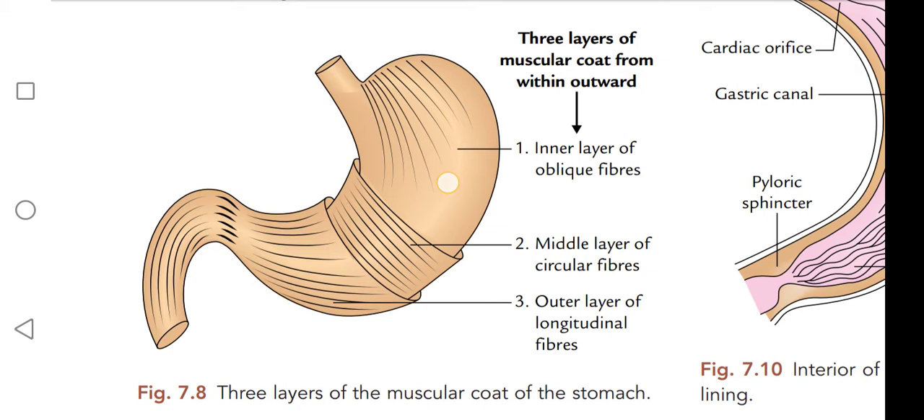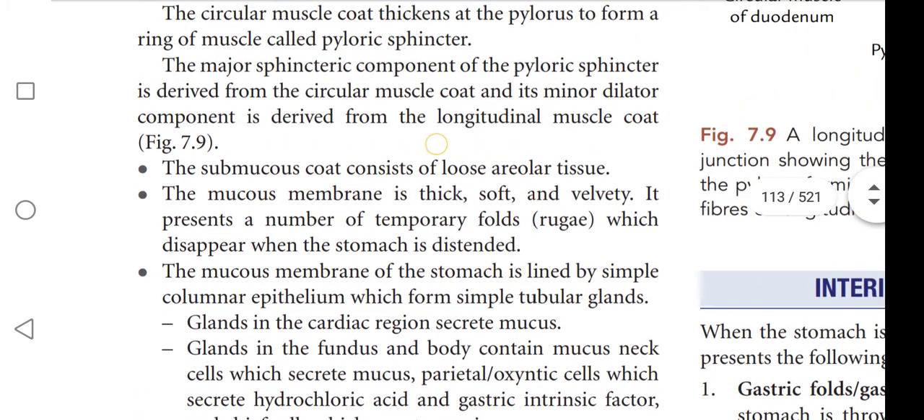In the muscular layer, 3 unstriped layers are there. What are they, from outside to inside? These are the outer longitudinal. You may observe here the outer, middle and inner in the cut section. Outer longitudinal, middle circular and inner oblique. These are the 3 layers present in the muscular coat, which is the second layer of the 4.